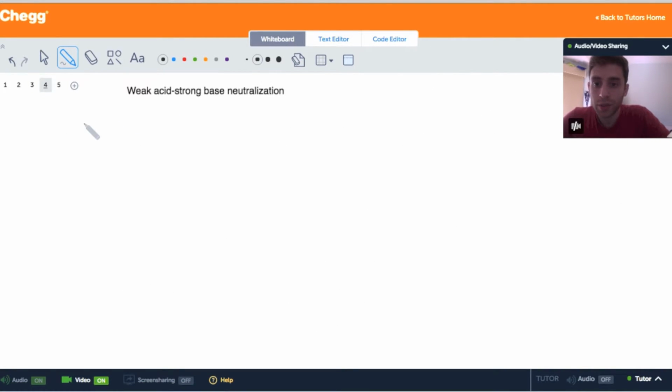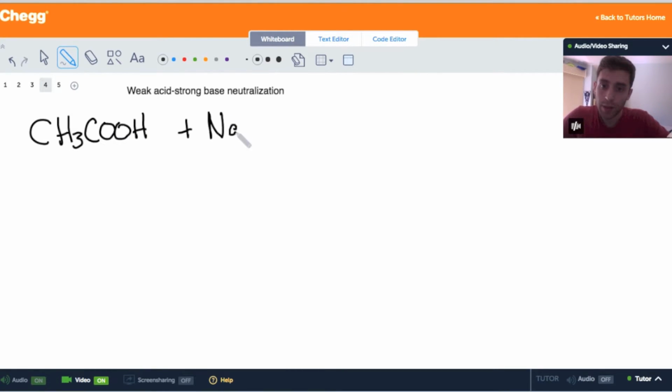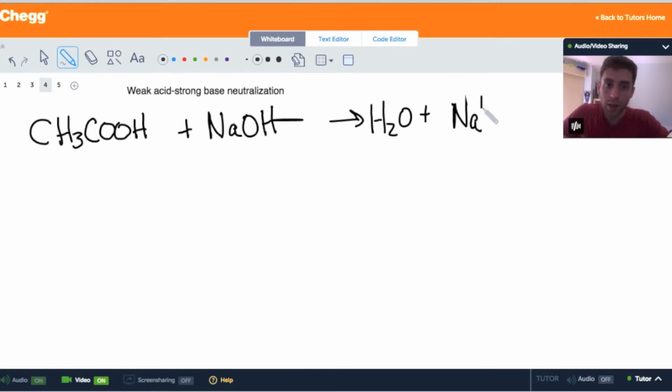So now let's look at the neutralization between a weak acid and a strong base. So you can probably assume by now, since we're titrating a weak acid with a strong base, the pH will be slightly basic because the base here kind of overpowers that weak acid. So let's take our weak acid, we'll use acetic acid, and neutralize it with NaOH to give water plus our salt, which will be sodium acetate. Liquid here, put AQ here.